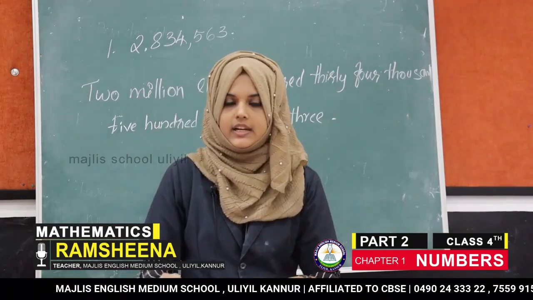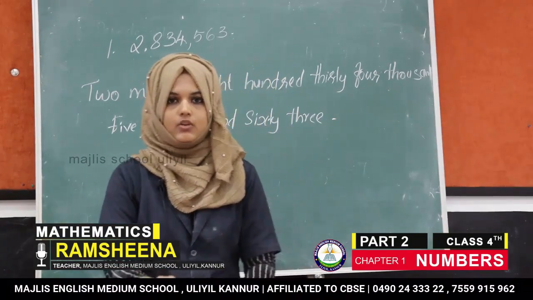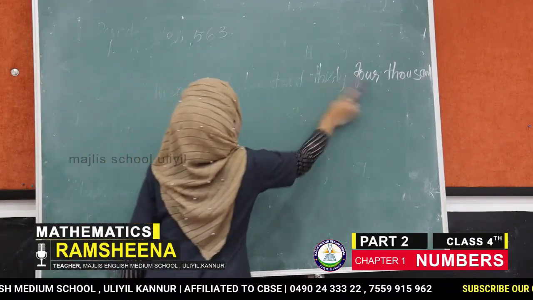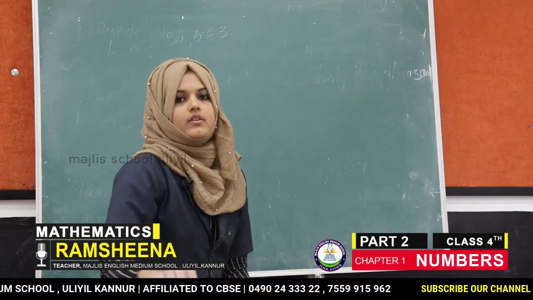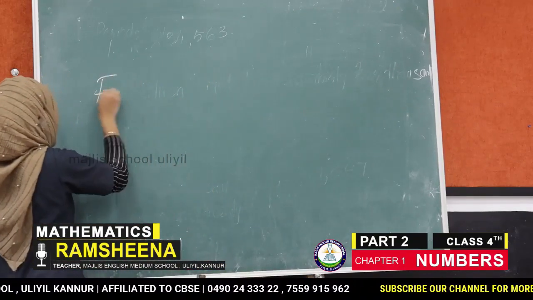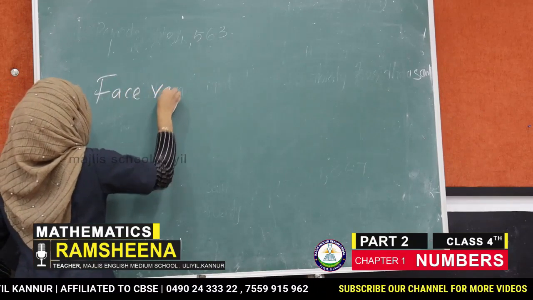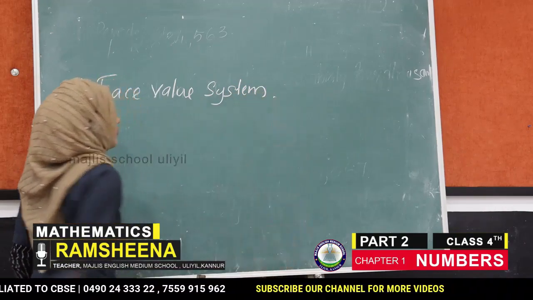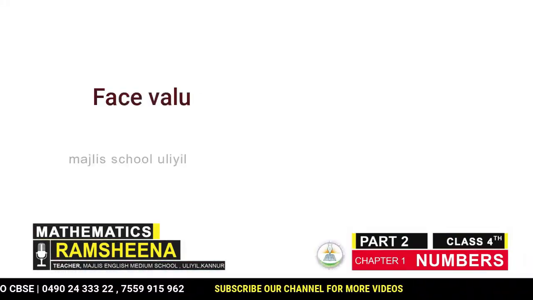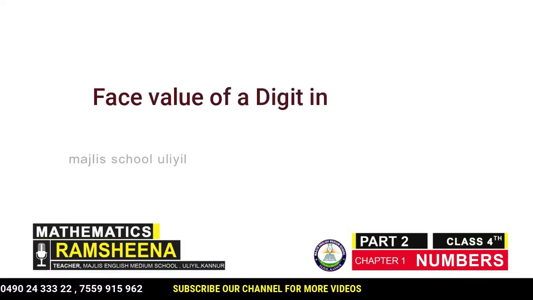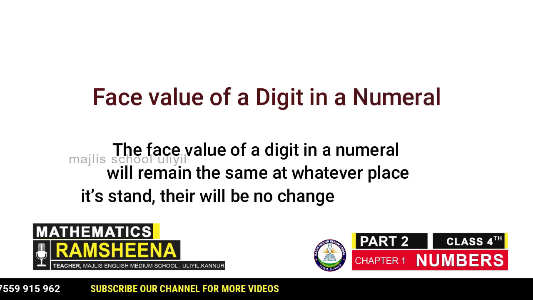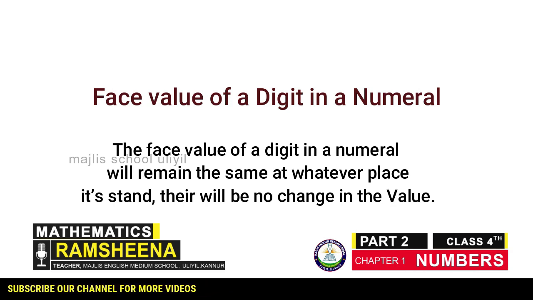Okay. Very good. Next we learn face value and place value. What is face value and what is place value? First one, face value. What is face value? Face value means the face value of a digit in a numeral will remain the same at whatever place it stands. There will be no change.